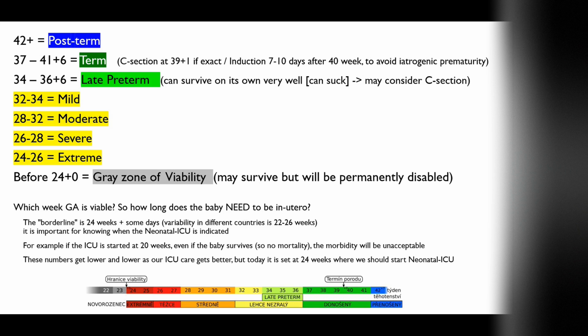Then we have the gray zone of viability. Do you know what it means? Like why does each country have a different gray zone? It depends on the country. Insurance? Insurance, okay. So the insurance should probably cover everything. So that's not the answer.